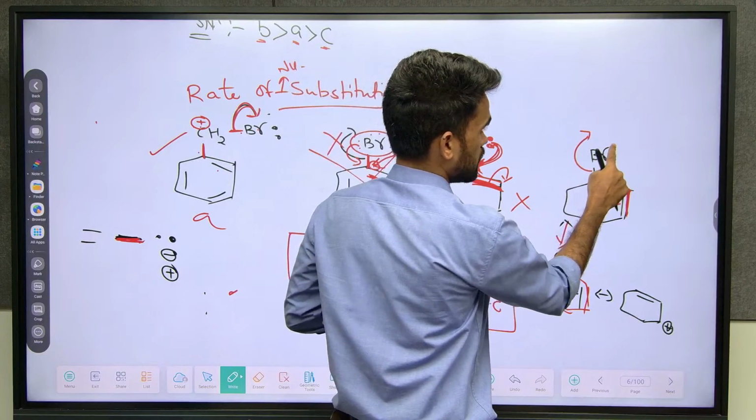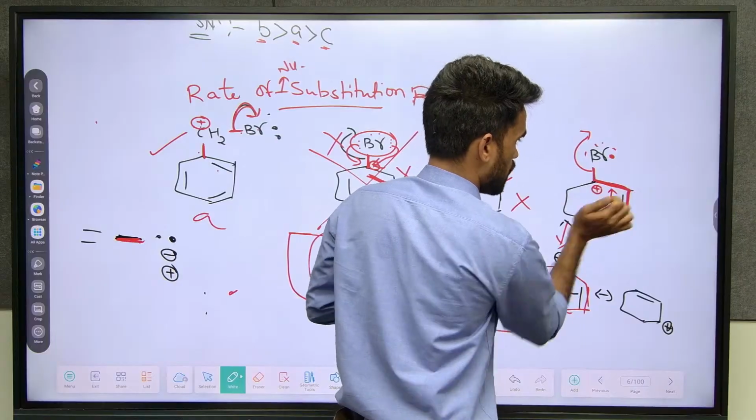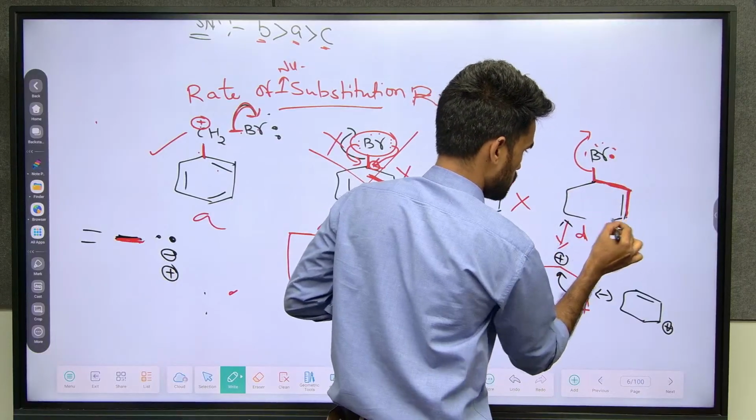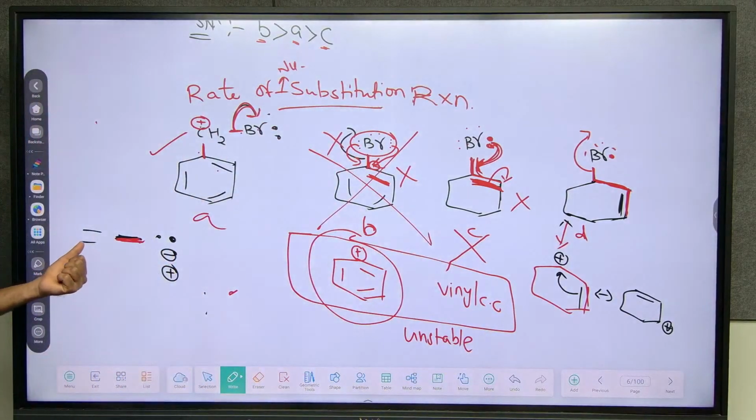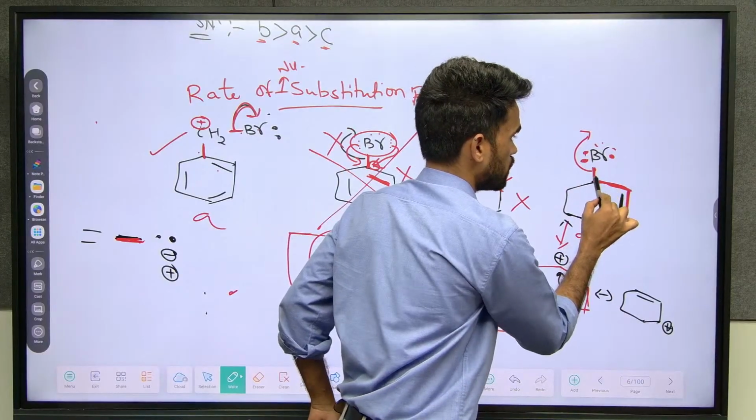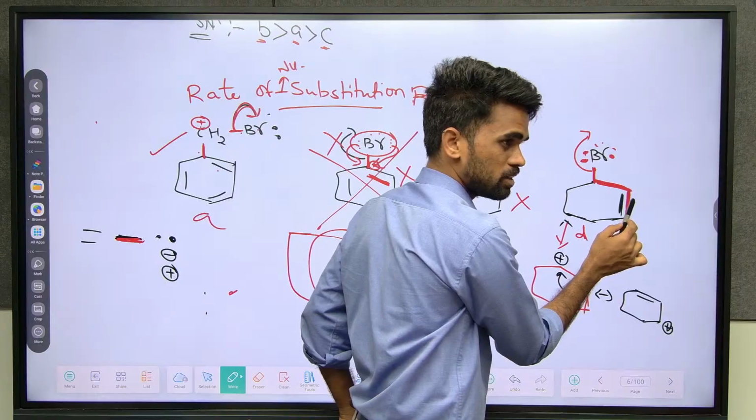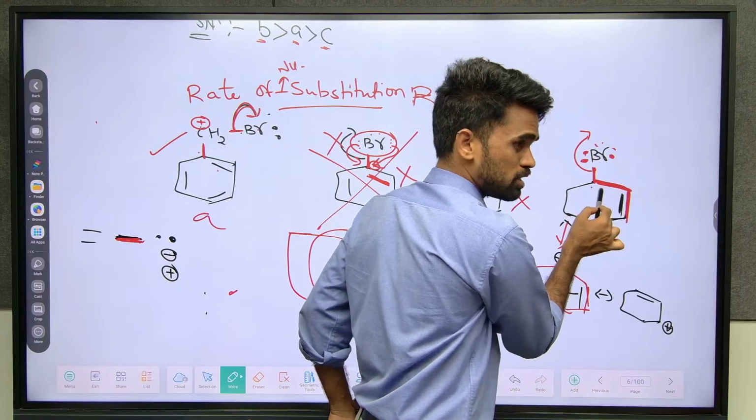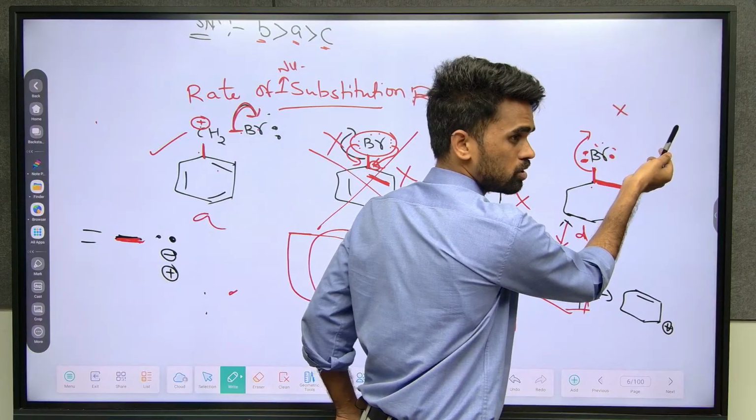Now check lone pairs, sigma bond, sigma bond. Are they in conjugation? Check once first. How should conjugation be, dear? It should be like alternate. See, lone pairs, sigma bond, again sigma bond, then pi bond. Is this alternate? If they are like this, is this alternate? No. If not alternate, it means there is no conjugation.